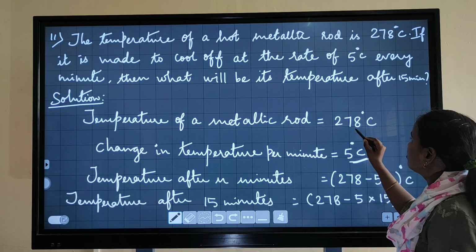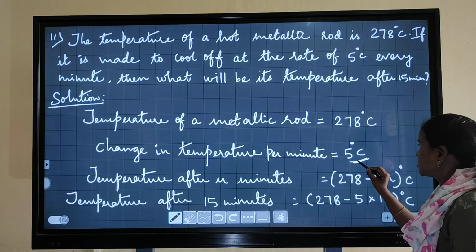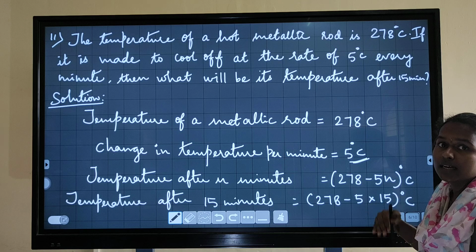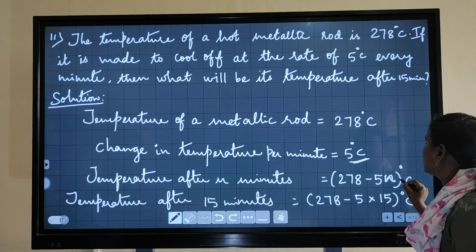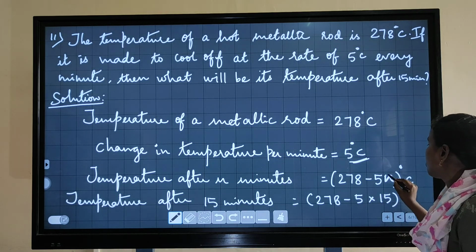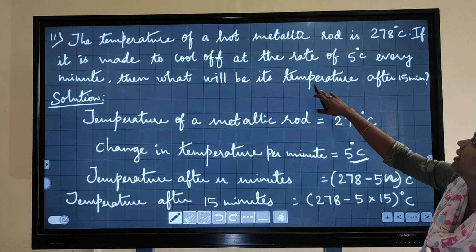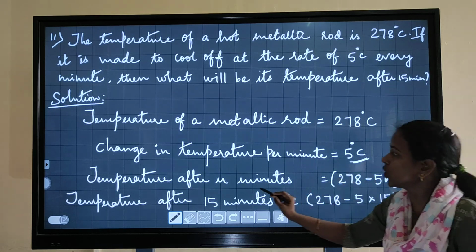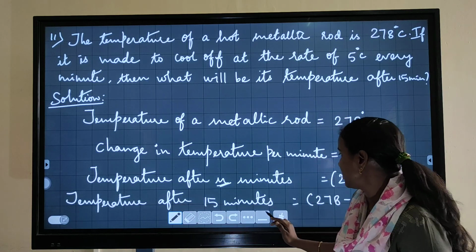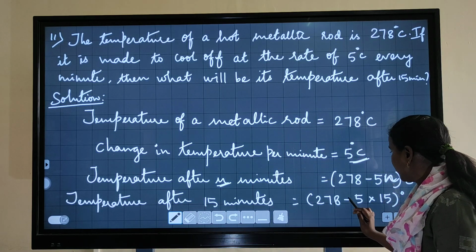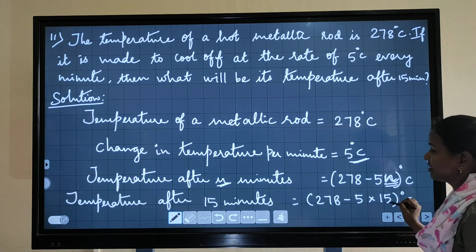So what do we have to do? 278 degrees minus 5 multiplied, because each minute 5 degrees Celsius is decreasing. So 5 multiplied by how many minutes is given? That unknown minutes I am taking as n minutes. So multiply by n, you will get the answer. So what is the question? What will be its temperature after 15 minutes? So here what is the n value? 15. So I am writing temperature after 15 minutes equal to 278 minus, here n value is what? 15. So instead of n I am going to substitute 15.